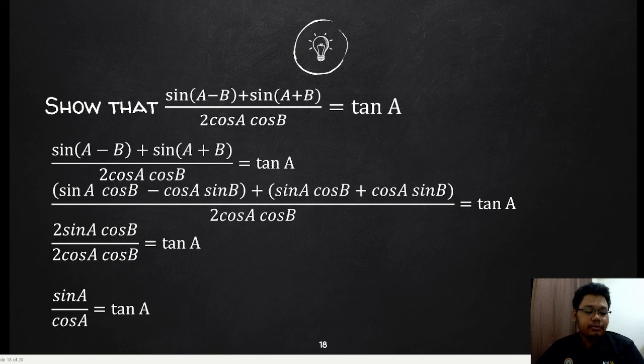After that, you see any similar element: the 2 will cancel, and cos B and cos B cancel, so we are left with only sin A over cos A. In the previous class I already said tangent is equal to sin A over cos A. So tangent theta equals sin theta over cos theta. Alright.